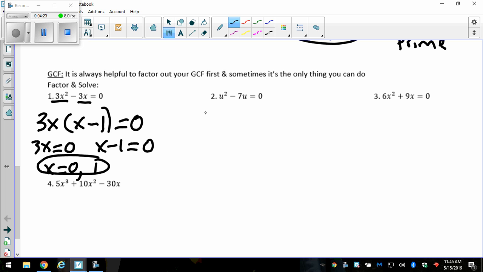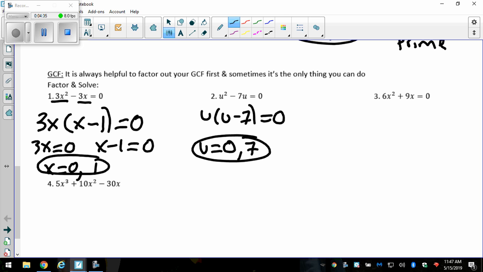Number 2, you're going to do the same thing. This time your GCF is just a u. Factor out your u, set each part equal to 0, and you should get 0 and 7. Our last one, sorry, there's 2 more. Your GCF between these two would be a 3x. So divide your 6 by your 3, and the 9 by the 3, and the x came out in front. So set each part equal to 0 if you need, and actually solve this.